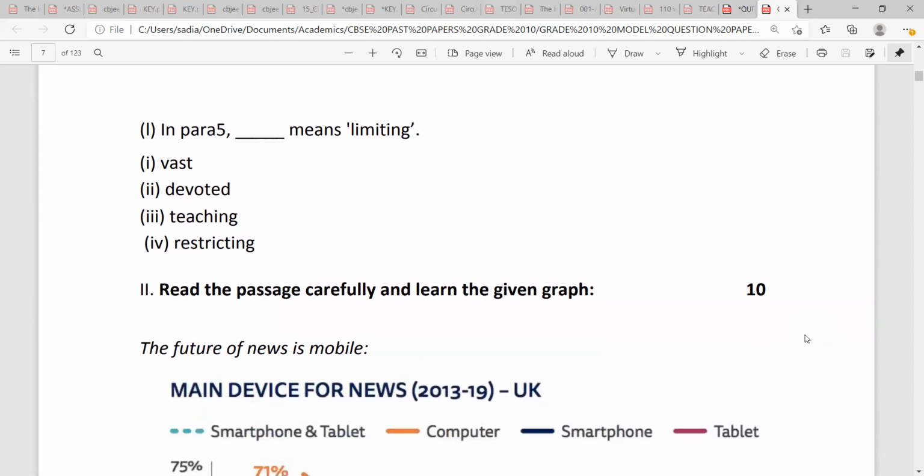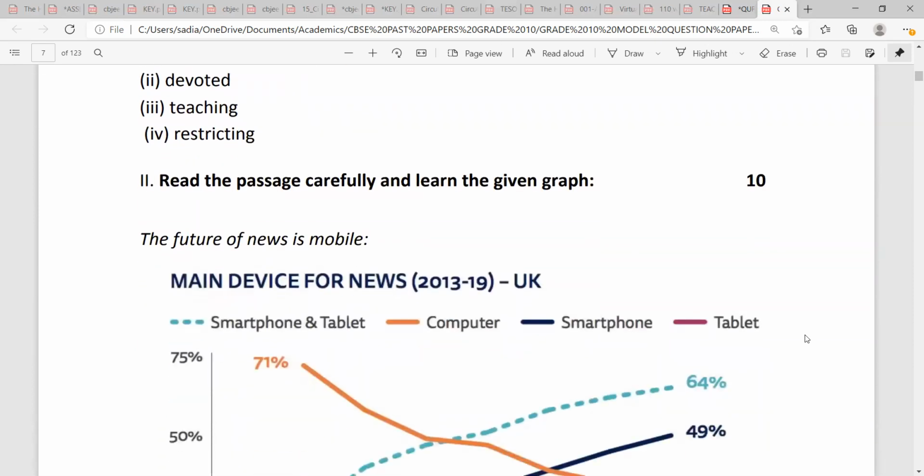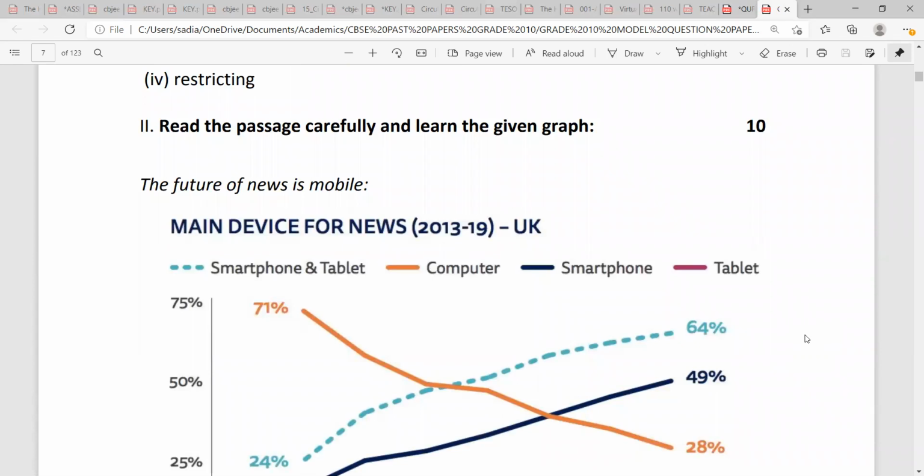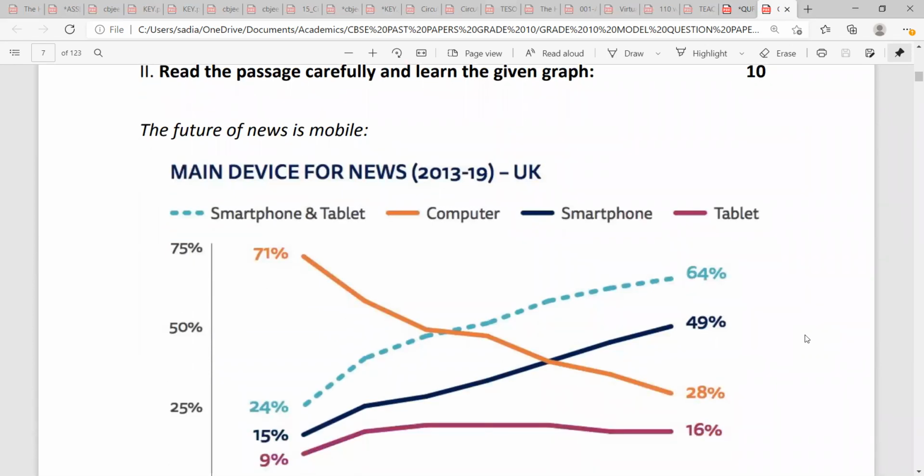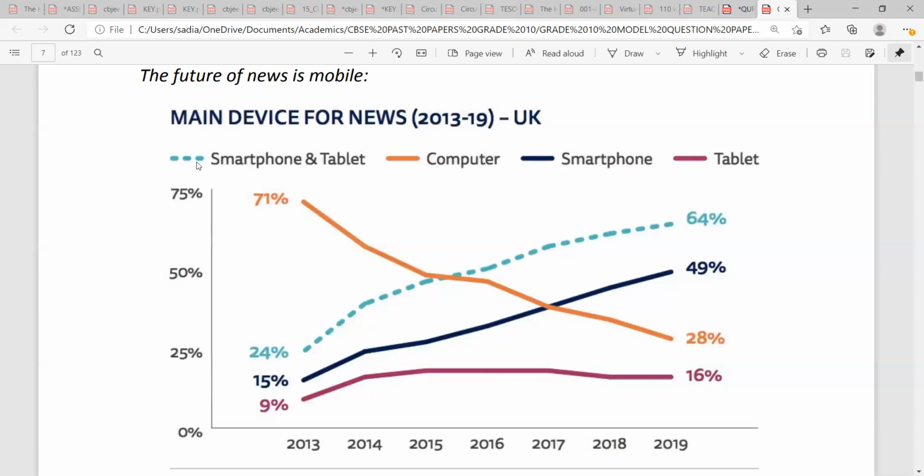Now let us read the second passage. Read the passage carefully. It is based on data. Look at what the data is all about: the main device, the year, and the country. Look at the key. The dotted line stands for something. The strong orange line, the strong blue line, and the strong purple line. Look at the key so that you can interpret. Look at the x-axis carefully. Look at the y-axis carefully. Percentage, percentage of what?